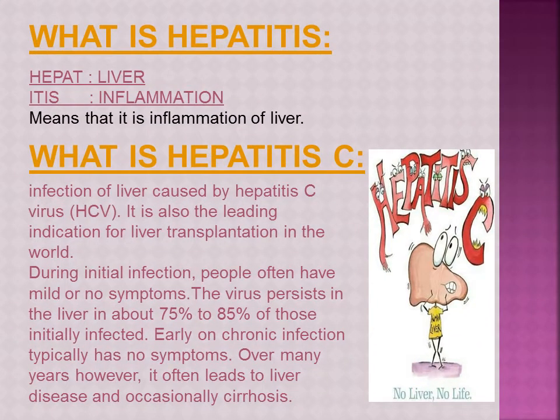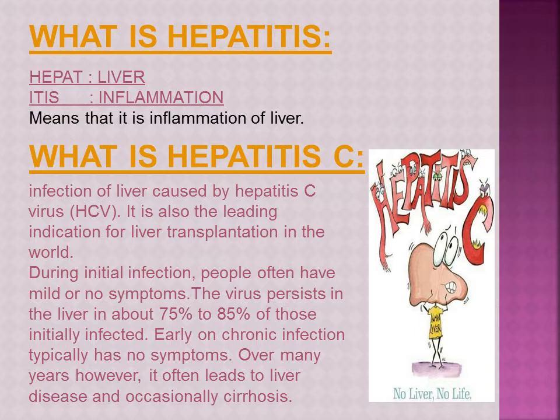Now, what is hepatitis? It is composed of two main words: hepat means liver and itis means inflammation. So it means that it is an inflammation of the liver. Now, what is hepatitis C? It is an infection of the liver caused by hepatitis C virus. It is a leading indication for liver transplantation in the world.